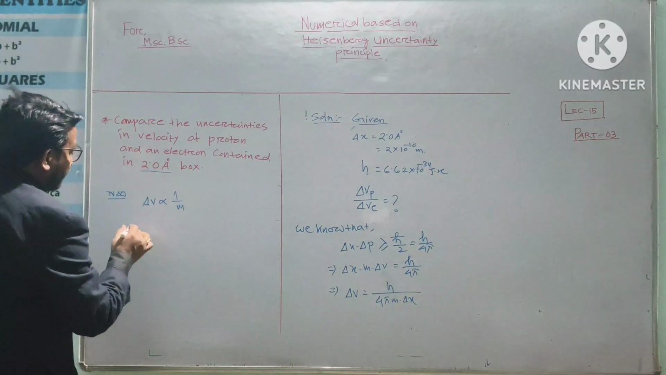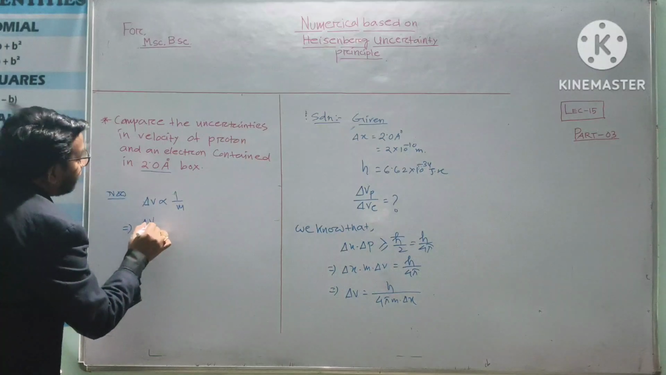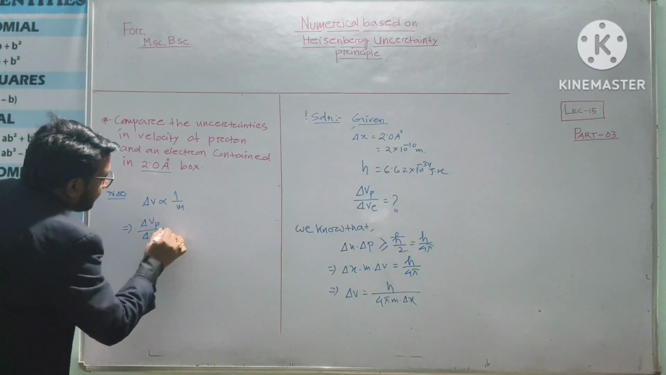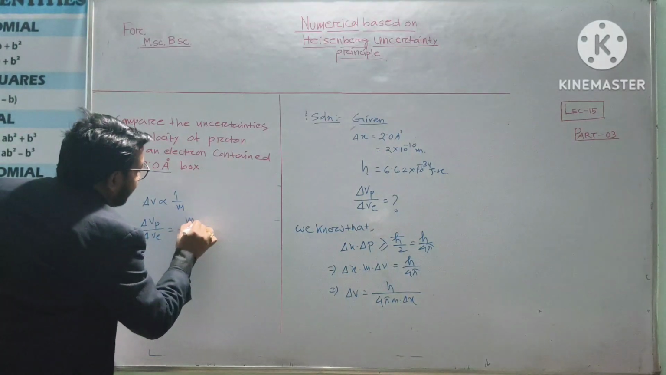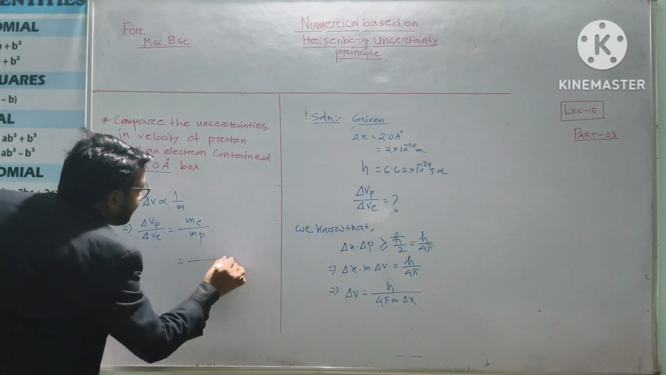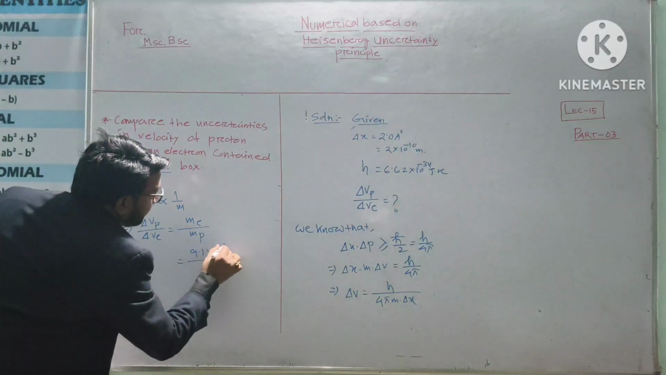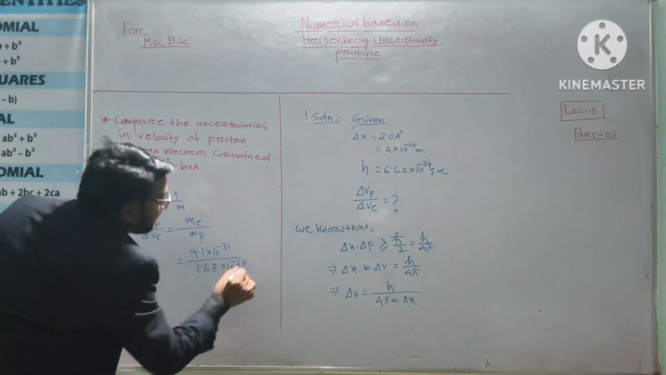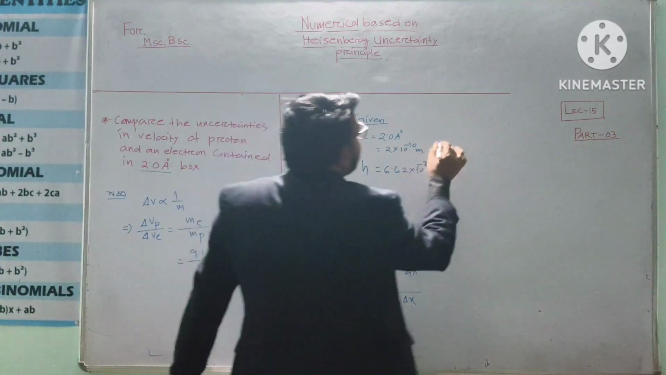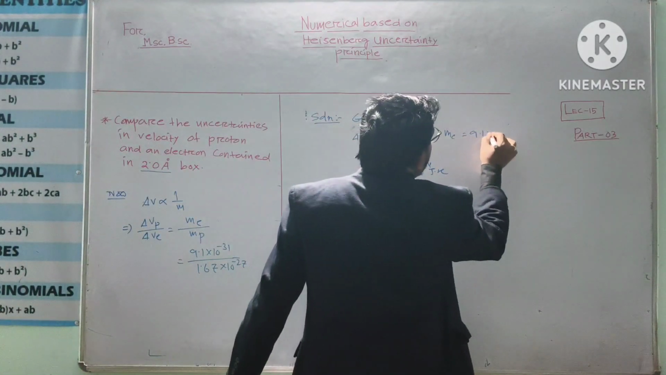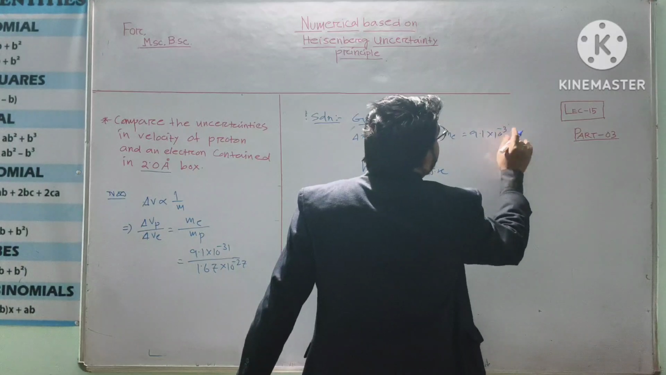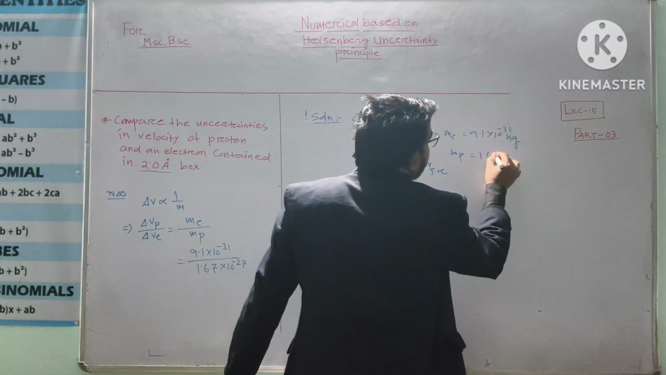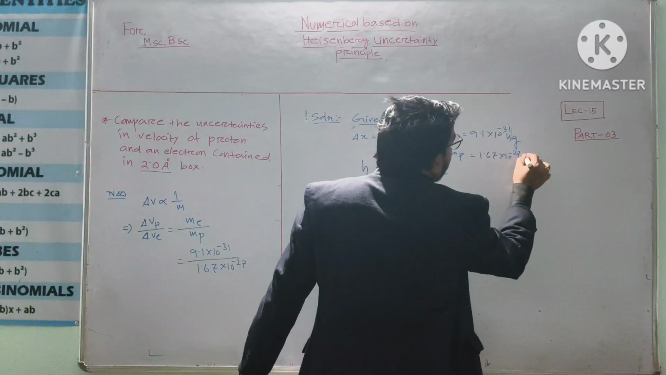Okay, so we can write Δv_p divided by Δv_e equal to m_e divided by m_p. Mass of electron is 9.1 × 10^-31 kg, and mass of proton is 1.67 × 10^-27 kg.